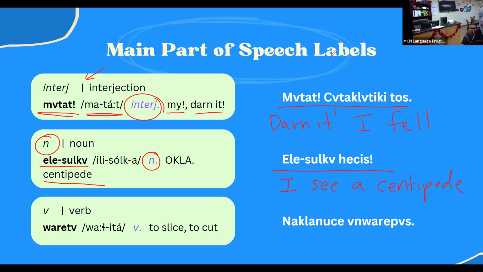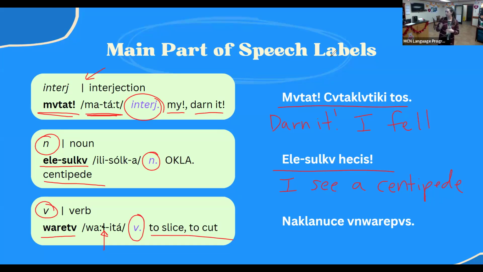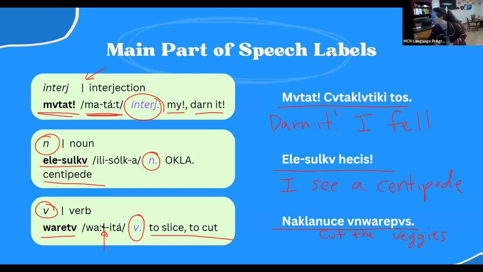And then for verbs, it's represented by only a V in the dictionary. The one I decided on for this was waflida. I want to show real quick that the R sound is represented by that really weird symbol. I just wanted to point that out in case you see it and you're confused. There's our V for verb, and it means to slice or to cut. Our example sentence means: cut the veggies for me. I don't feel like writing vegetables.